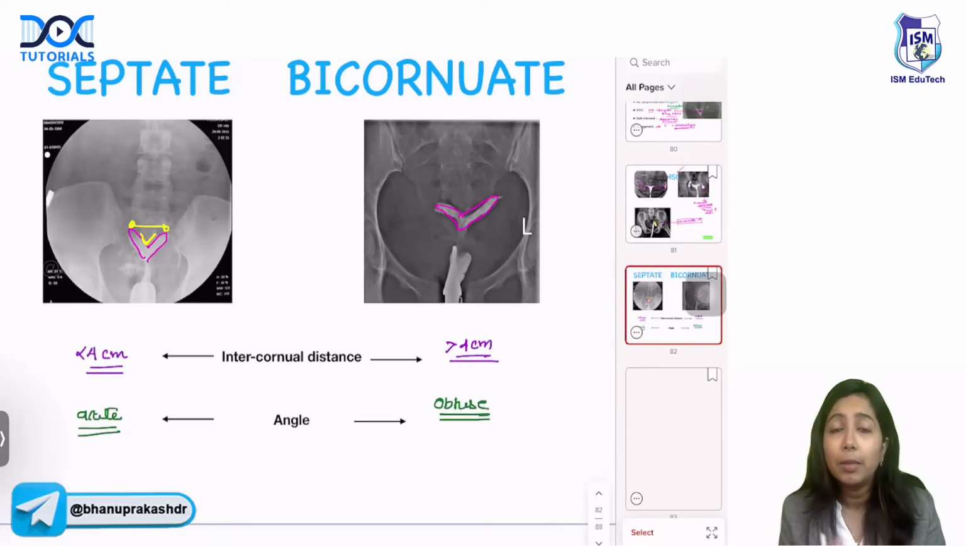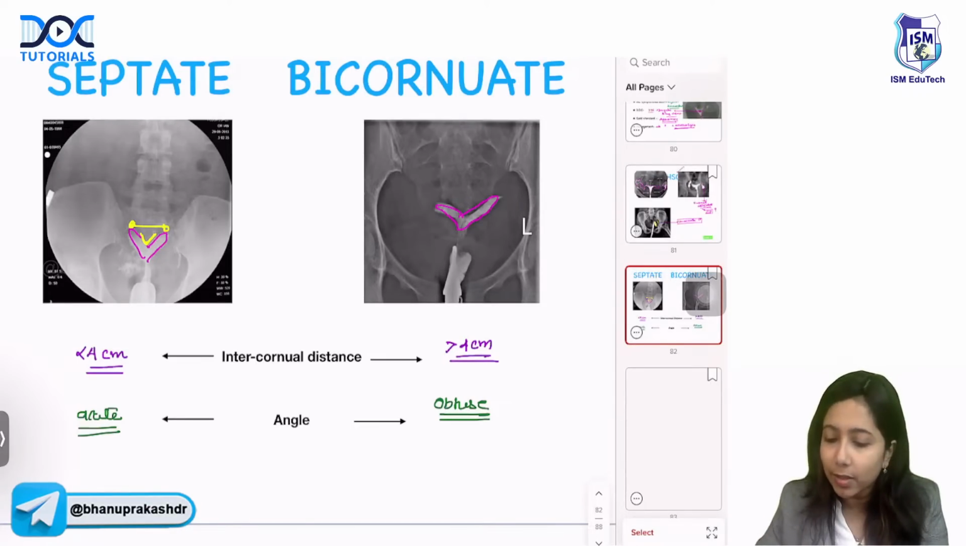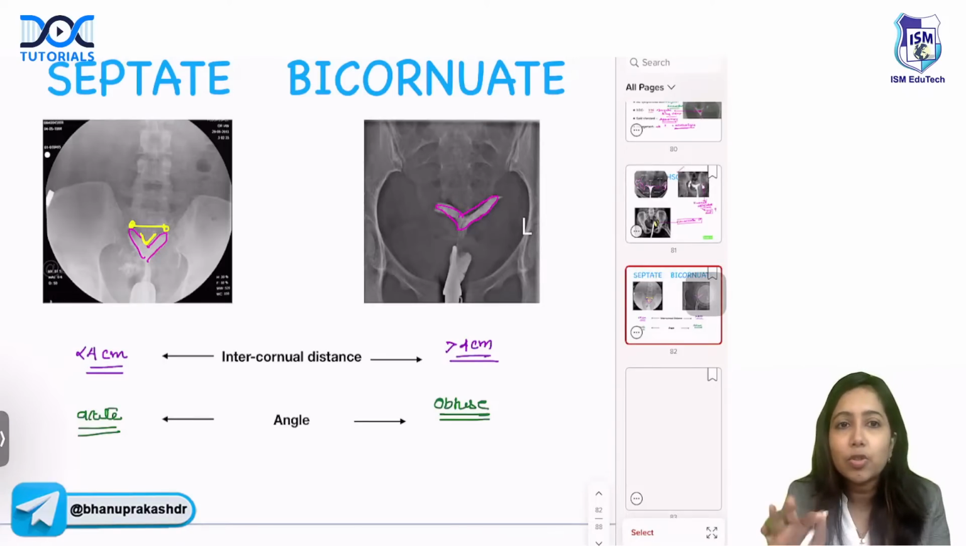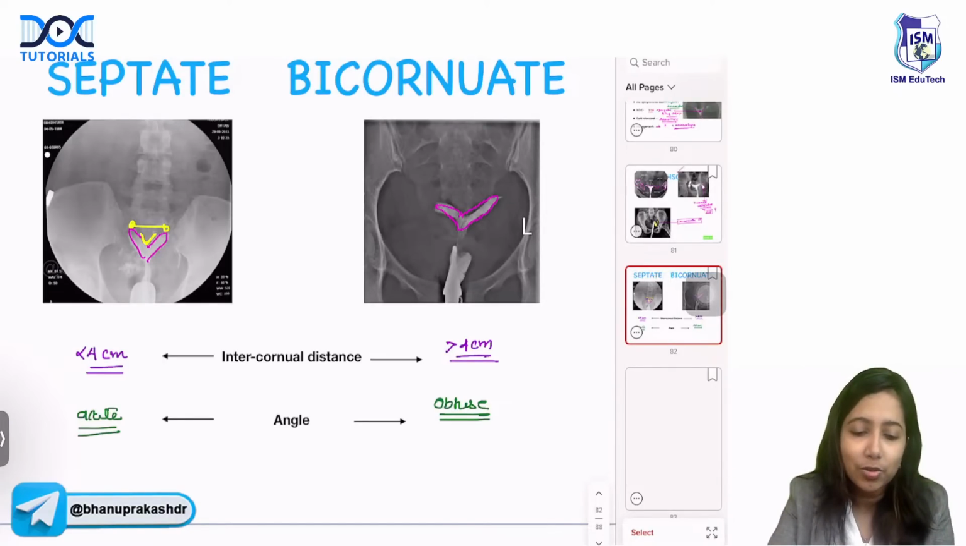So this is not the best investigation. HSG is not the best actually, because there can be confusion even for the radiologist. But believe me, once they give you that image, it will be a very clear-cut image. Like this is actually a very clear-cut image in which you see it very farther apart and closer in case of a septate uterus. So is it clear how you differentiate them?